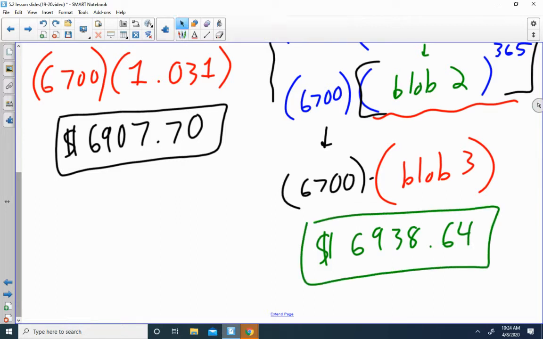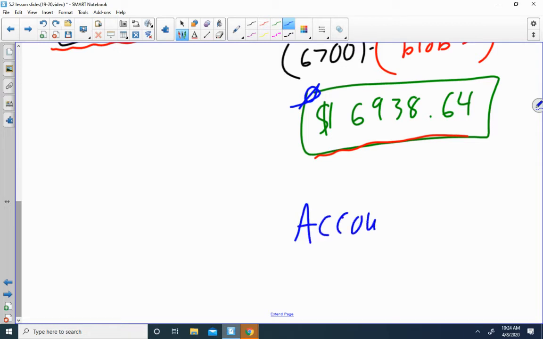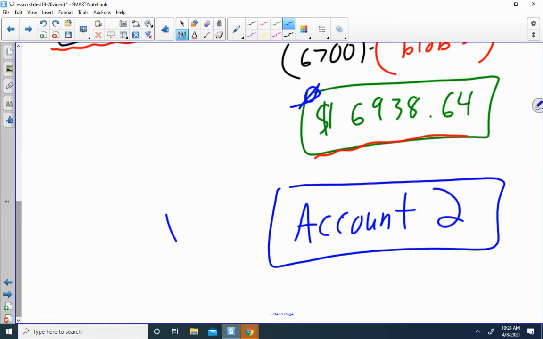Okay, we've done all the plugging and chugging. Now let's compare the two results. This one, 6,907. This one, 6,938. Looks like account 2 makes more money. So in the Hawks program, you're going to say account number 2 will make more money. That's what you'll put in the Hawks program. You'll say account 2 makes more money, and that's it.